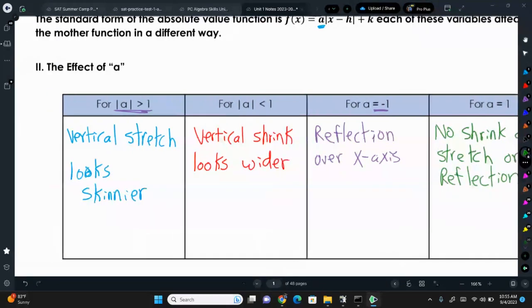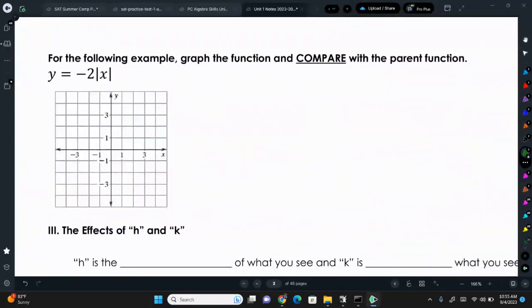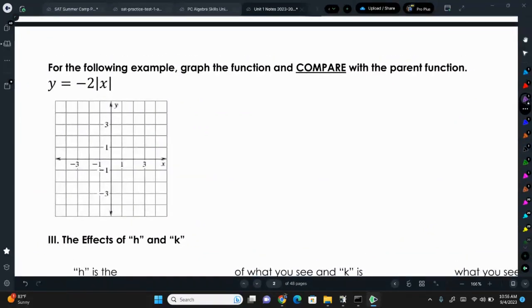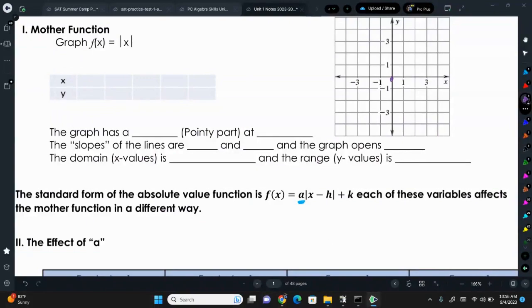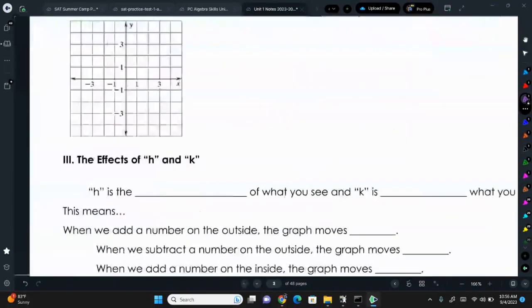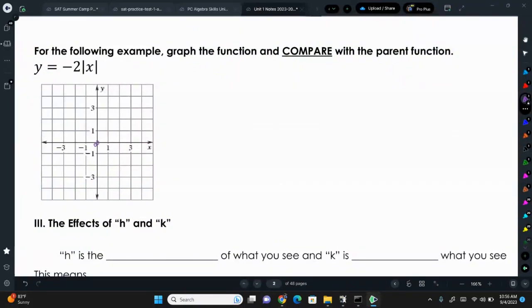All right, now let's look at the next page. It says, for the following example, graph the function and compare with the parent function. So y equals negative 2x. If you compare that to our mother function up here, with the vertex at 0, 0, the vertex is still going to be at 0, 0. But because it's a negative 2, we go from the vertex down 2 and left 1, and then from the vertex down 2 and right 1. So then our V is upside down.